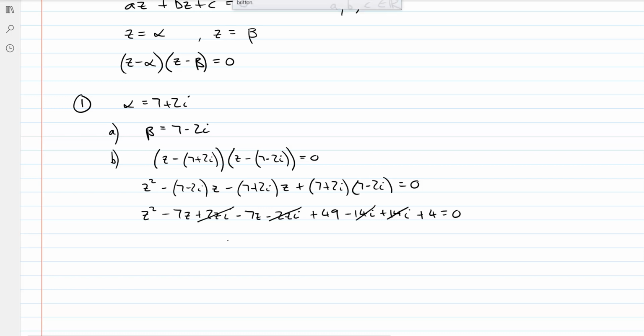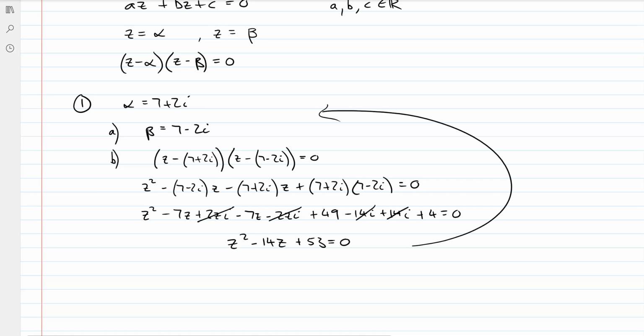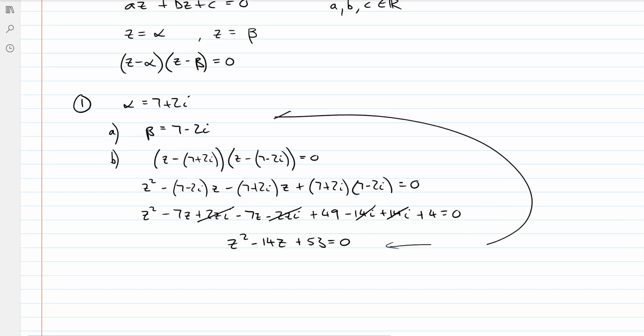So we're going to get z squared, minus 7z minus 7z is minus 14z, 49 plus 4 is 53. So we get the quadratic there that would have given us these roots. And if you want to, you can just stick it in your calculator and you can check. If you put your calculator in complex mode, put this in and solve it, you should get these two roots. So you can always check you've done this right as well, which is quite nice. Always nice to know that you're right.